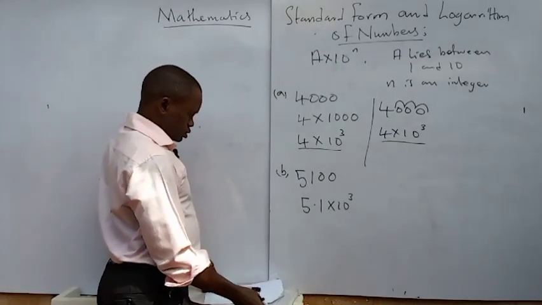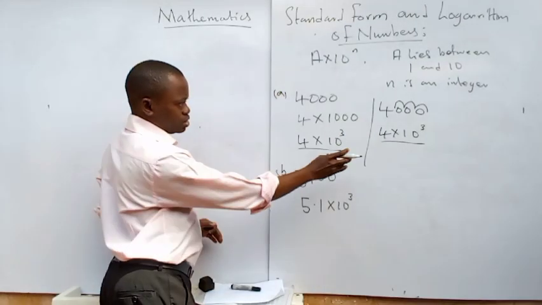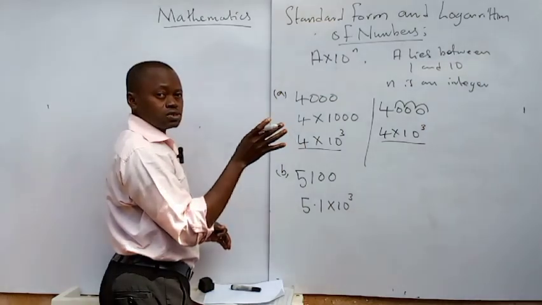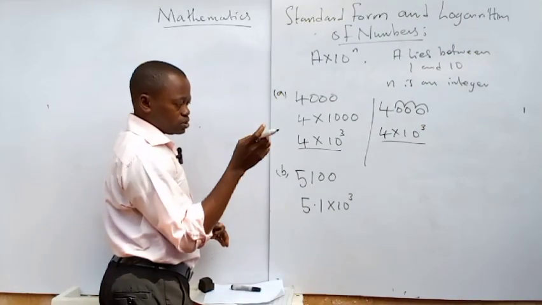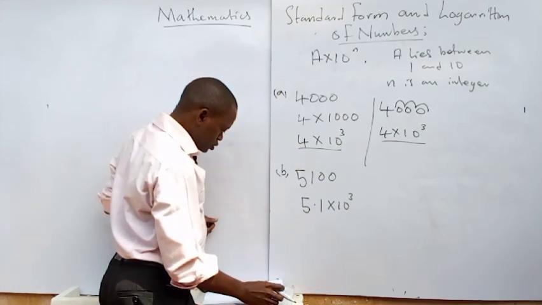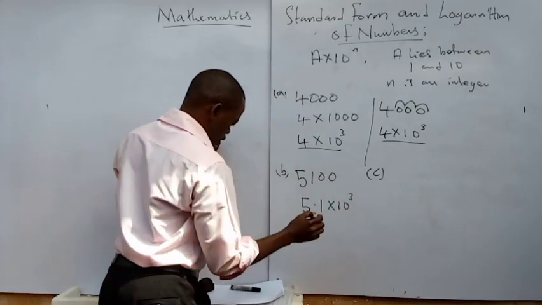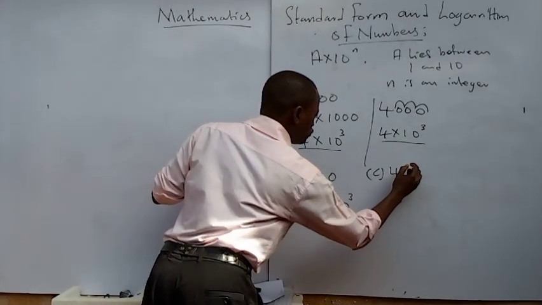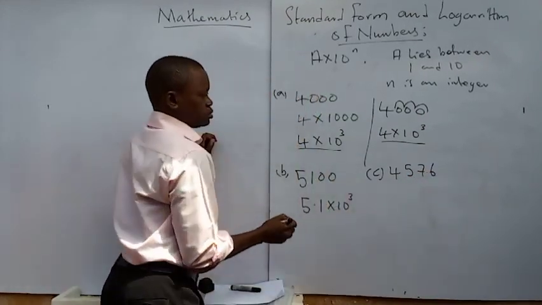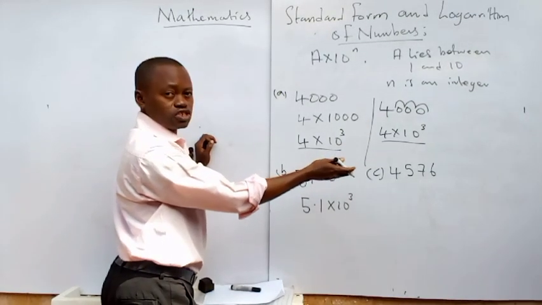Let's advance a little bit. So remember, we're heading somewhere. Where we're heading to is to see the connection between the power of 10 and what we're going to use it for when we venture into logarithm of numbers. So take for instance, we have something like, let's say C, 4576. This is still a 4-digit number.